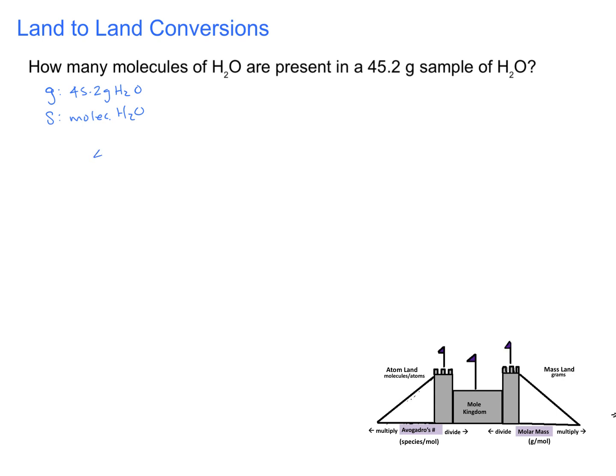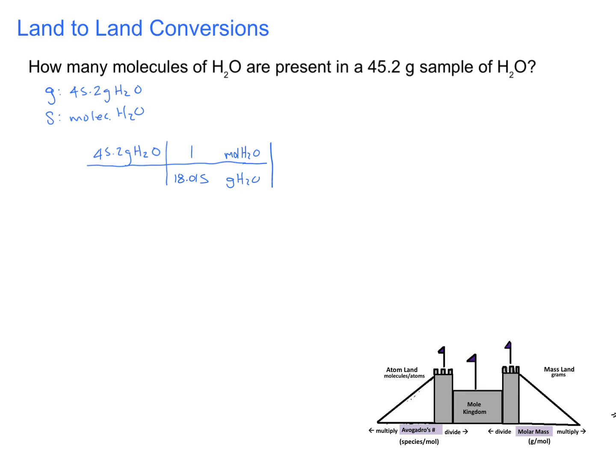So we're going to put our 45.2 grams of H2O into our first box here. We're going to go from grams, or mass land, into the kingdom, so we're going to divide by our molar mass. What we want to be in is moles of H2O, and what we're already in is grams of H2O. So that sets us up there. We know we have 18.015 grams per 1 mole as our molar mass. At this point, if we stop the calculation, we would be in moles of H2O.